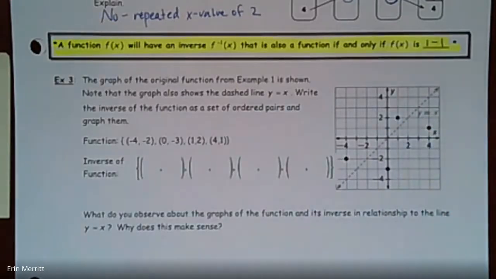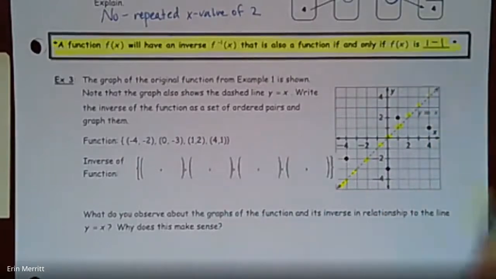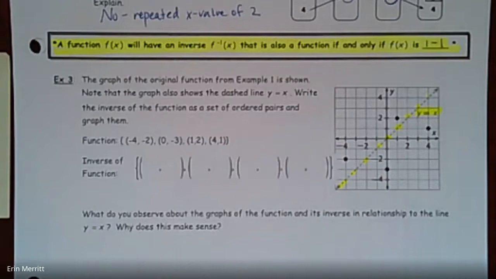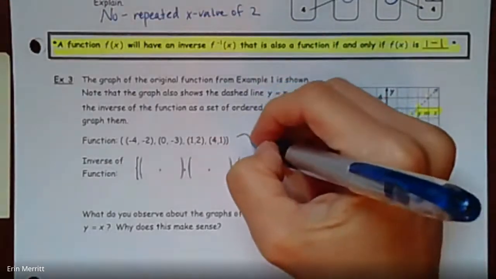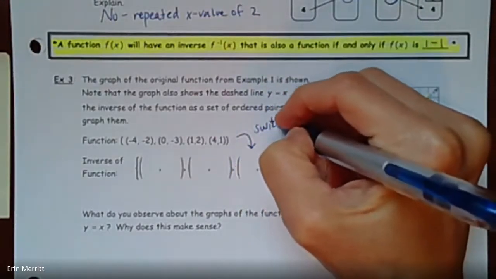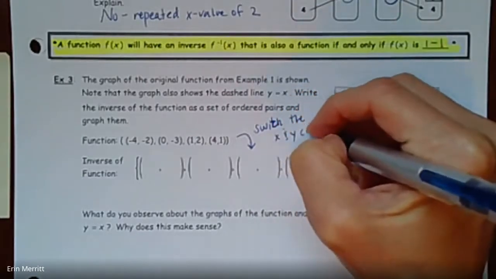Okay. Then it says, note that the graph also shows the dashed line y equals x. So that's this guy right here. That's the dashed line y equals x. All right. It says write the inverse of the function as a set of ordered pairs and then graph them. So keep it easy. All we're going to do to go from here to here is switch the x and y coordinates.